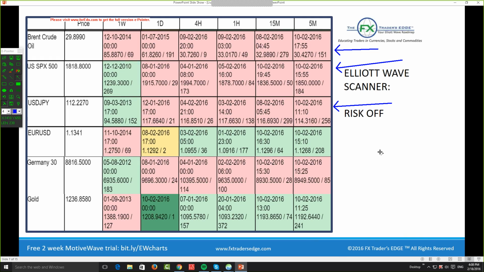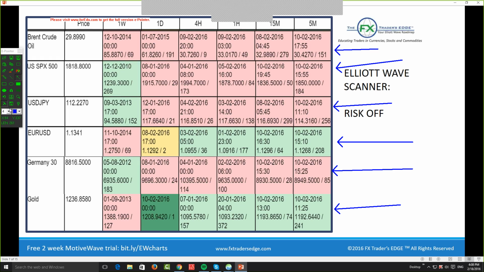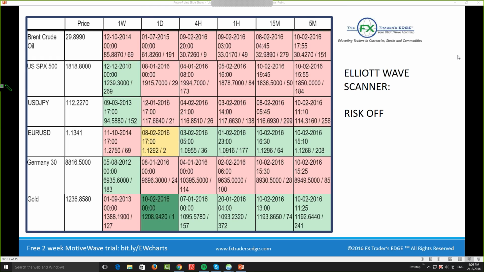The euro, as it's the inverse of the dollar yen, green for the most part. The DAX, red for the most part, and gold, all green. So this was last week. It's quite stunning, isn't it? Now let's move on. So this is a risk-off appetite for risk. The market is shedding risk, and that's why we had sell-offs in the stock markets, etc.